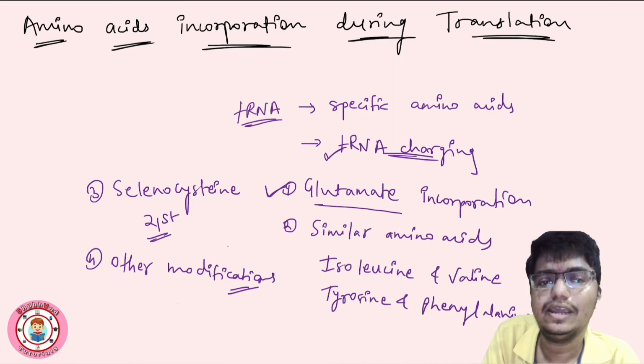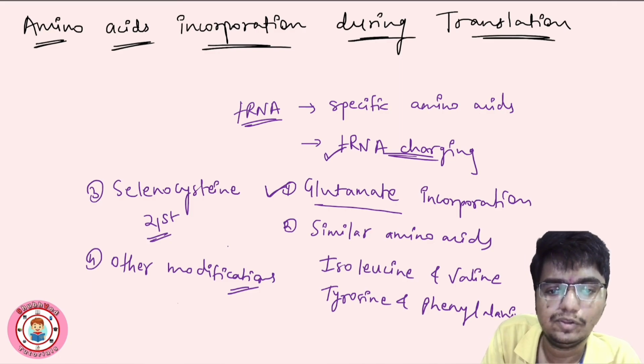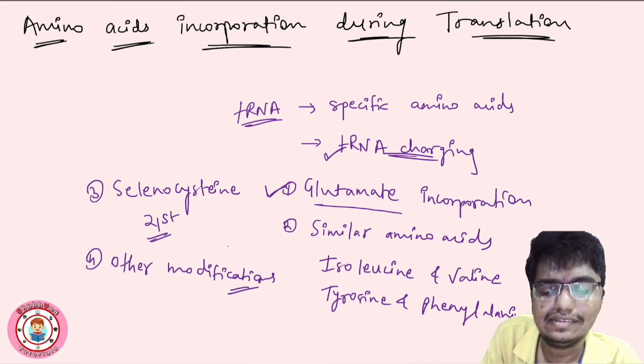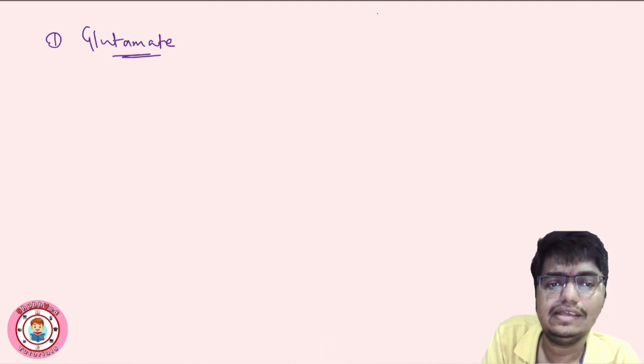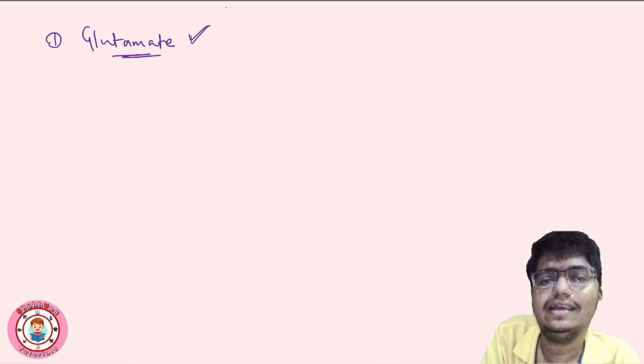How an amino acid is incorporated. Okay, so there are special cases. The first case is glutamate. Again, I will repeat that please watch the tRNA charging video. I will attach it in the I button. In that, we have discussed the glutamate case in detail, so I will not repeat it again.